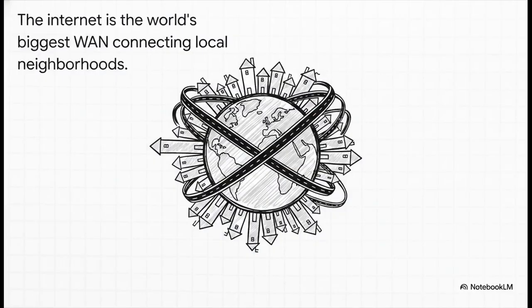And if we zoom all the way out, it's honestly kind of mind-blowing to realize that the internet itself operates on this exact same principle. The entire global internet is literally just the world's biggest WAN. It's this ultimate planet-sized wide area network connecting millions of those little local neighborhoods together through massive digital highways. It really is just networks connected to other networks, all the way down.